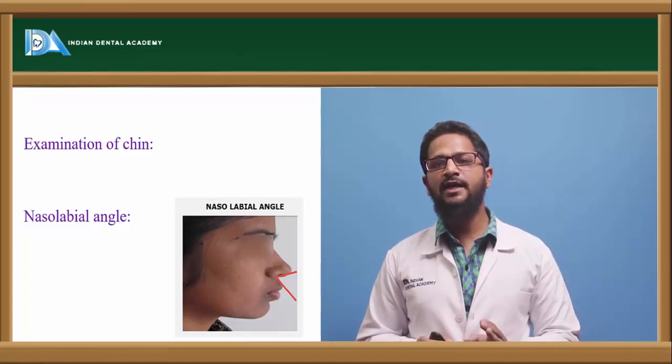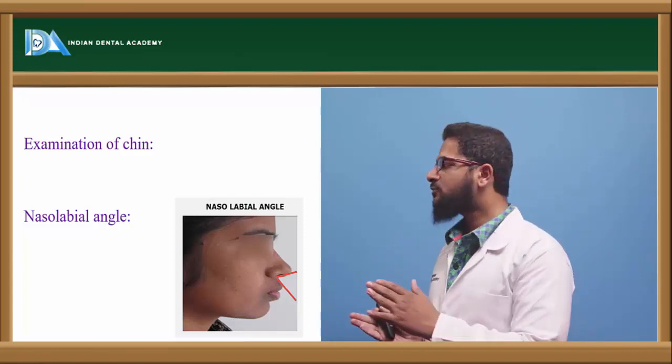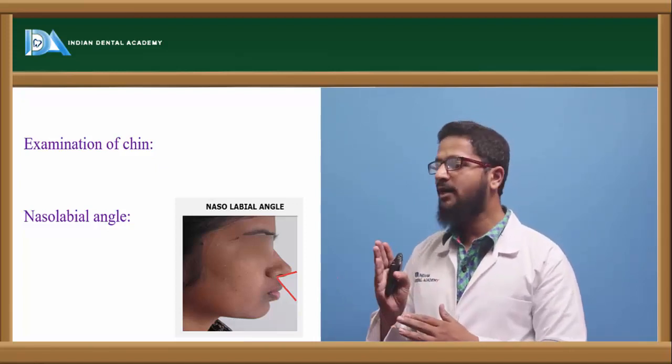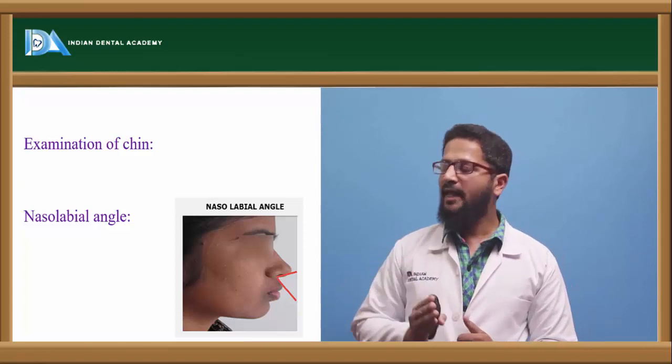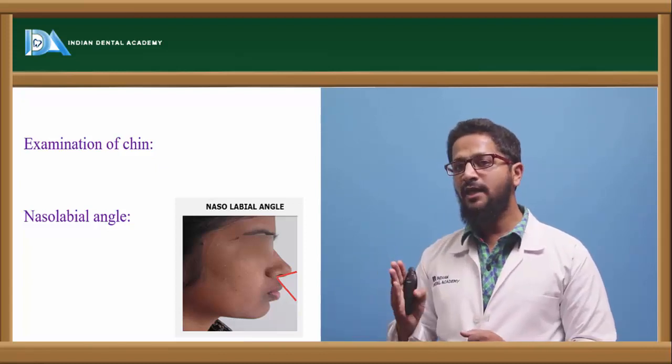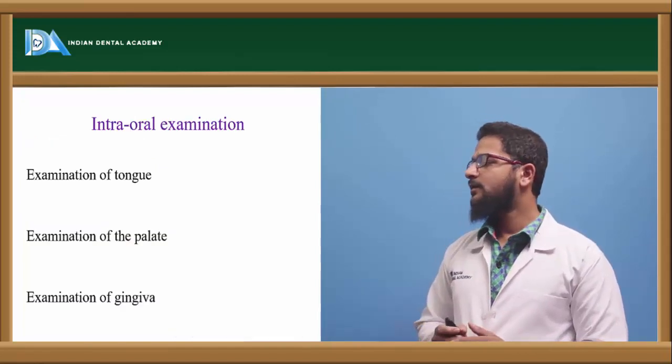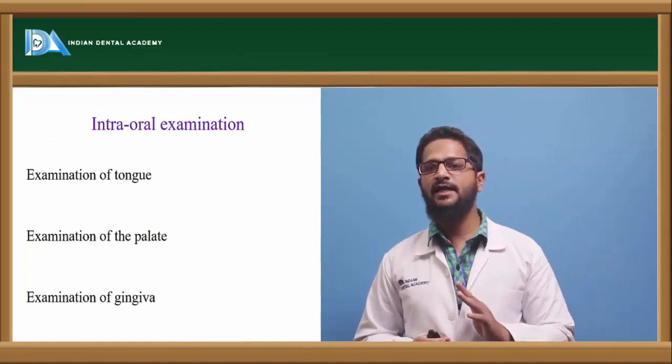It is usually 110 degrees, but this angle usually gets decreased. That is, it becomes more and more acute as the upper teeth get more and more proclined, and it becomes more and more obtuse as the upper teeth get retroclined. So this was all about extraoral examination.